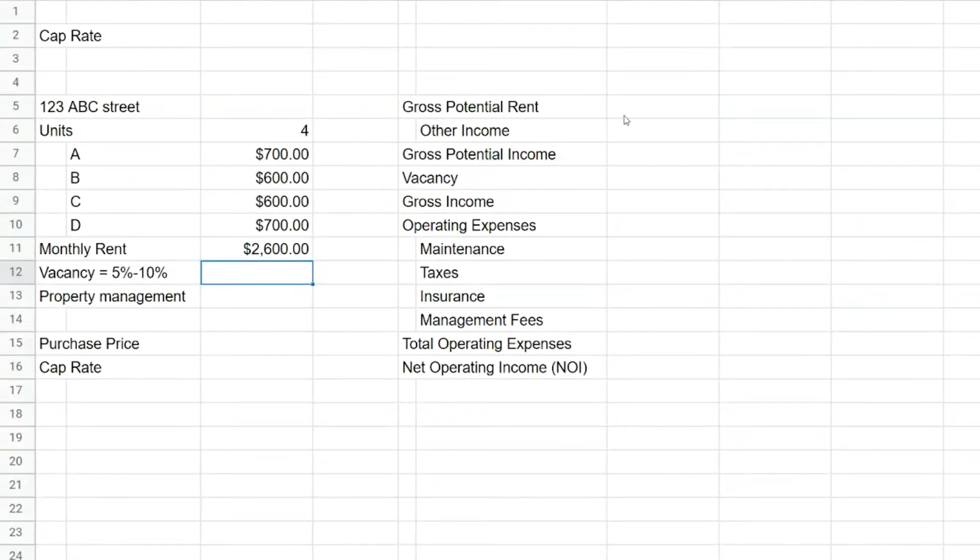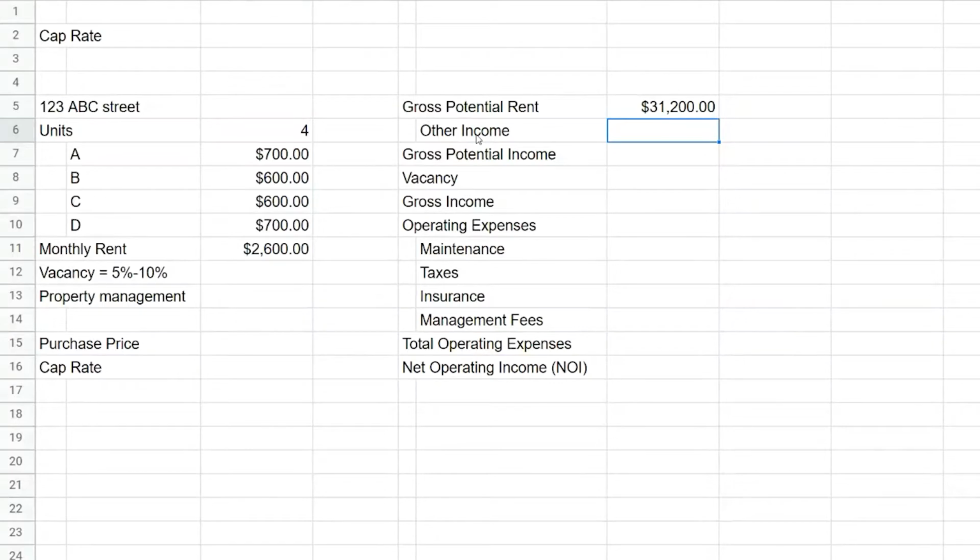So when it comes to your gross potential rent, this is for your full year. So I want to take this amount for 12 months, and then I want to multiply it. That's your gross potential rent.